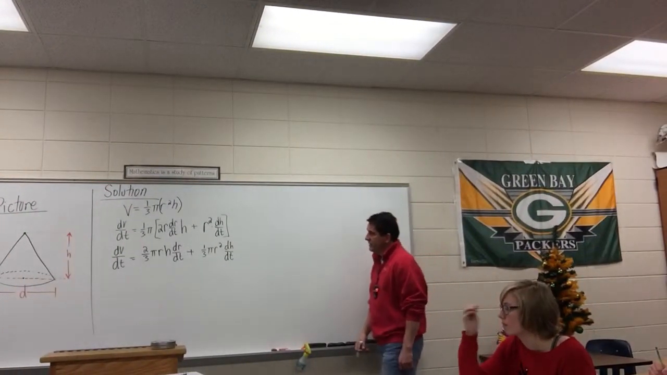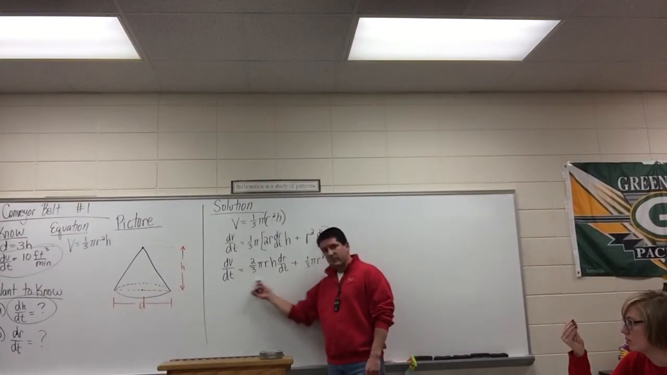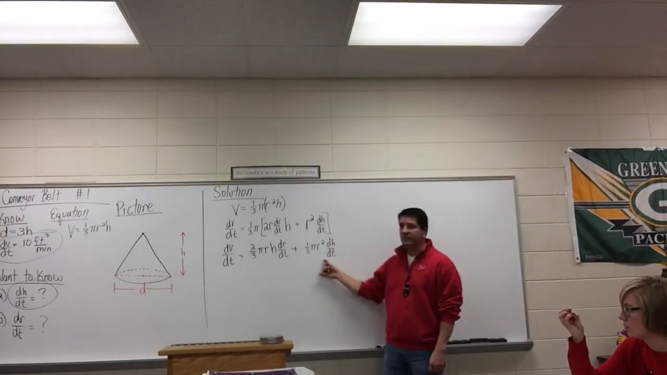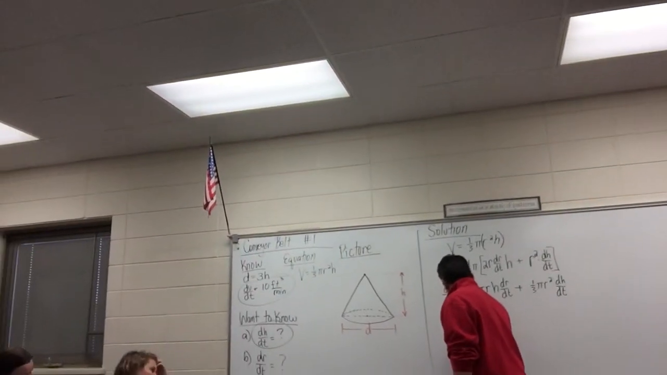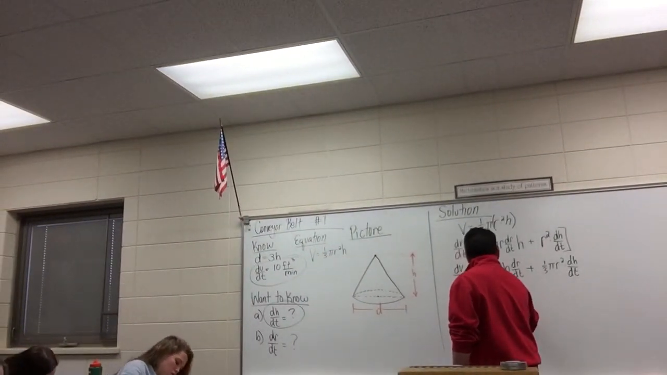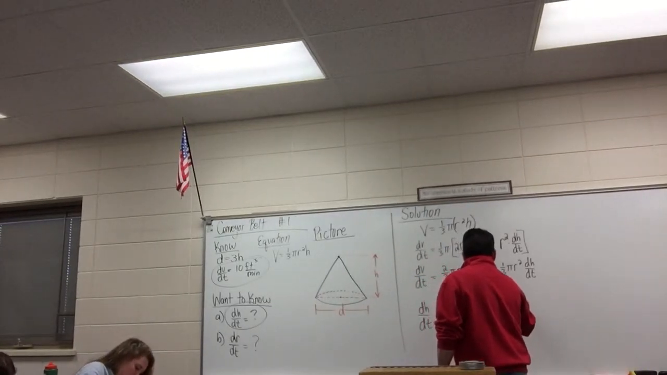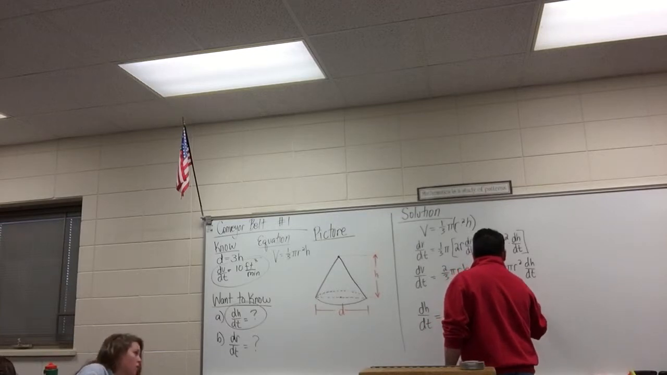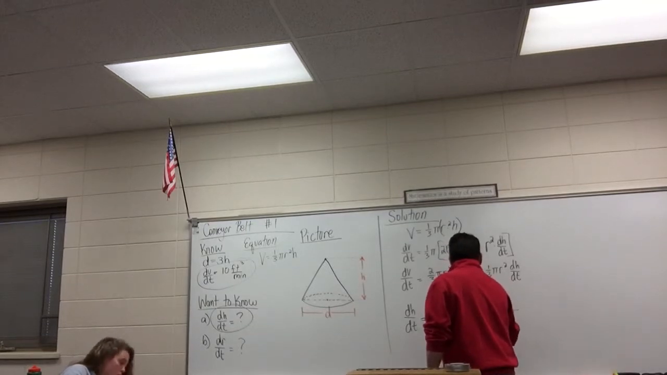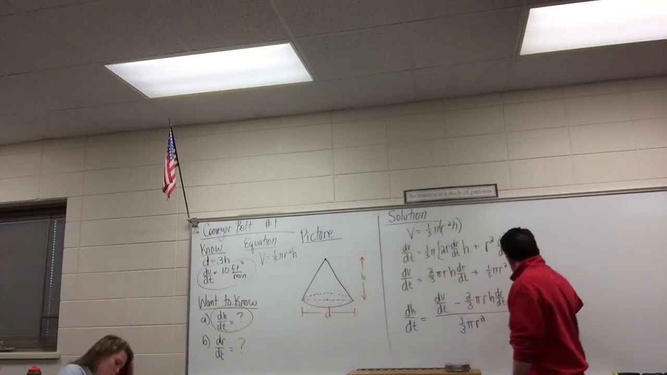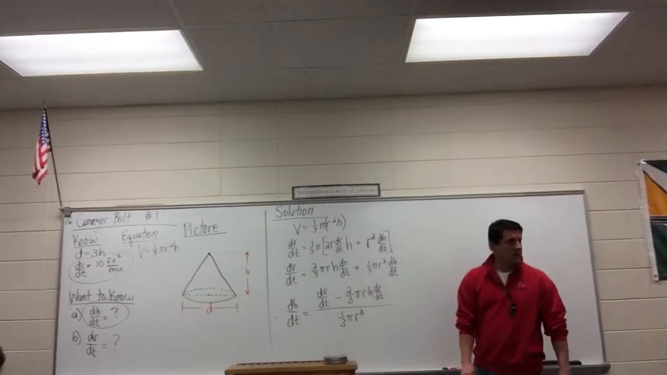And then to solve for dh/dt, let's do this all in one step. I'm going to subtract this whole term, and then divide by this whole term. So dh/dt equals dv/dt minus 2/3 pi r h dr/dt, divided by 1/3 pi r squared. Everybody agree? Did I do that right?